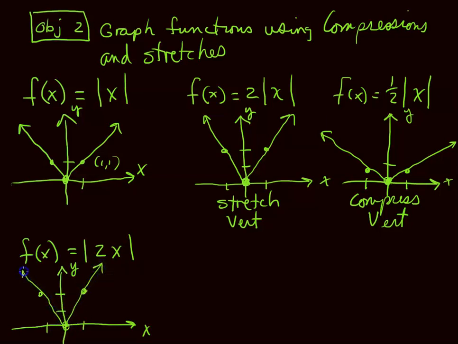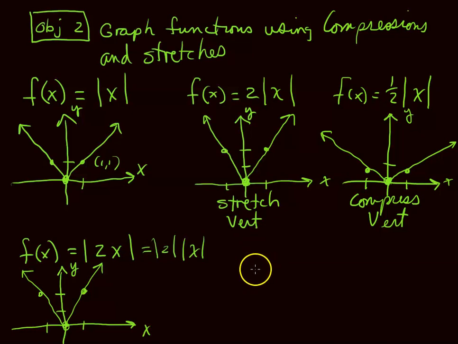Does that make sense? So if we put in, say, a 1, we multiply this by 2, and then get that same stretch here. Does that make sense? But it's inside the function. This is also because the absolute value of 2x is the same as the absolute value of 2 times the absolute value of x. And the absolute value of 2 is always 2.